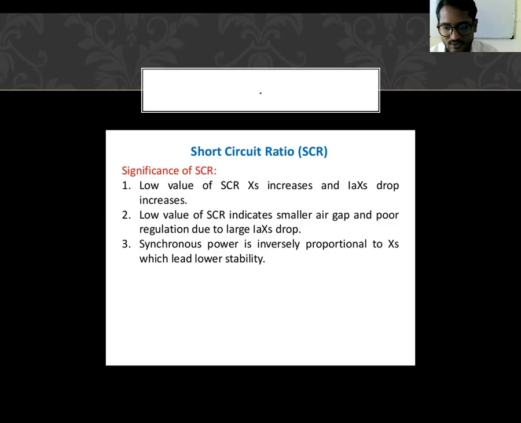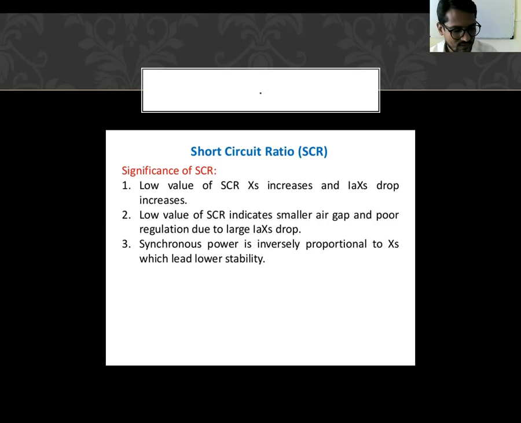The methods used to calculate the voltage regulation of an alternator are the direct loading method, the synchronous impedance method, the ampere turn method or MMF method, the zero power factor method or Potier triangle method as a modification of the MMF method, and the last is the two reaction theory method.